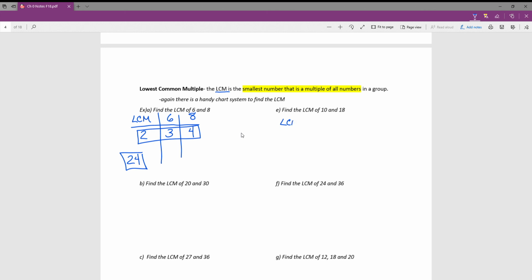So LCM of 10 and 18, starting small again, go with the 2. My handwriting's getting messier, sorry. And we'd have a 5 and we'd have a 9. And these two don't share anything. So again, we'd multiply these two together with the 2 and we'd end up with 90.